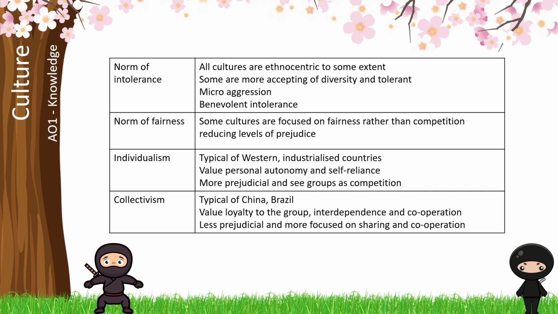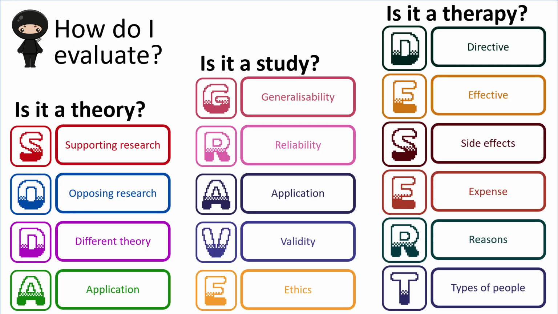Again, what we want to talk about when we're discussing individualism and collectivism is linking this specifically back to prejudice as a behaviour, focusing on which cultures are more likely to be prejudicial and why. So we've got our explanation and we know our key terminology. How are we going to evaluate?